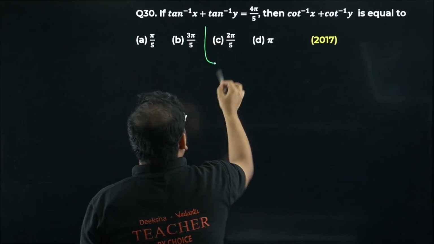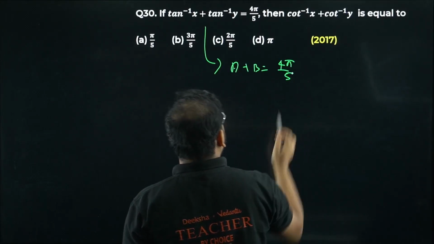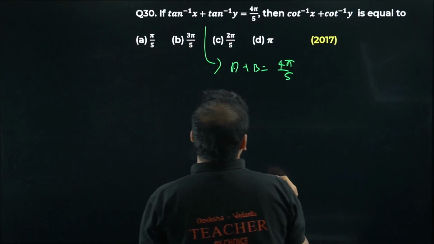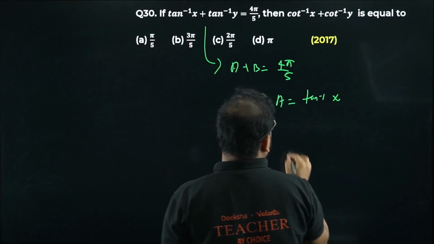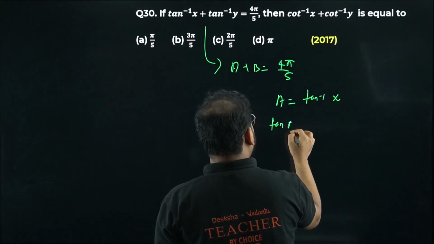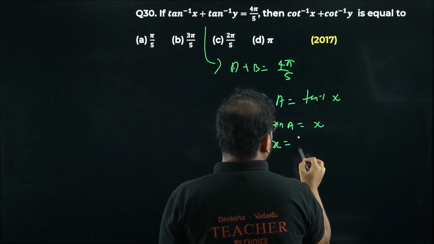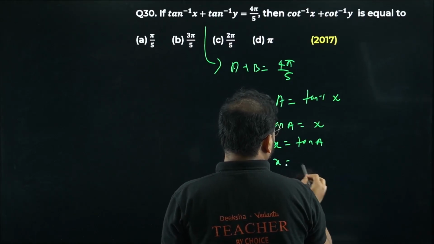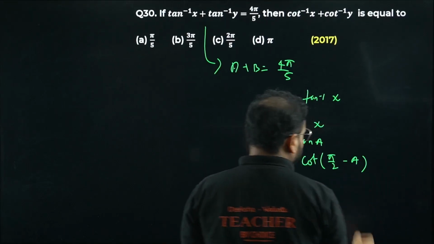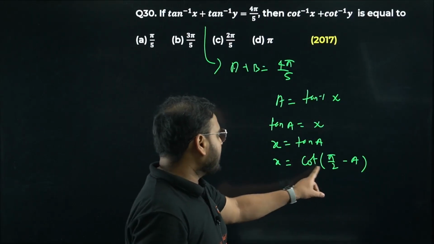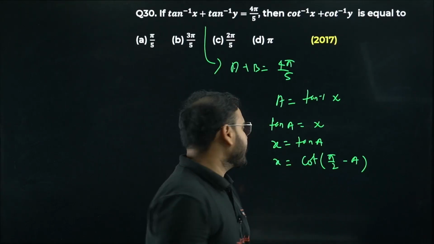Excellent. Let's check from here. I get this as angle A, this as angle B, A plus B equals 4 pi by 5. So we check one more thing. We have A as tan inverse of x, right? From here I get tan A equals x. So basically x equals tan A. I can write this as x equals cot of pi by 2 minus A. Pi by 2 minus A, cot will become tan, it will be first quadrant, so tan A only. So cot of pi by 2 minus A can be written as tan A. So I get x as this.